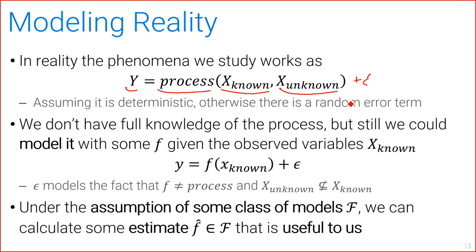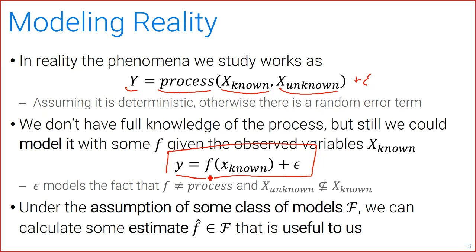But anyway, there's a certain process that depends on the factors. Now, we don't have full knowledge about the process. That is the point. We don't know exactly how it works. We want to understand it. Still, that doesn't mean that we cannot build a model about it. So let's say we want to build a model F, given some observed variables X known. So we have some data about this X known, and we just want to build a model F to try to get the response, the Y. So it's all about trying to make something like this.